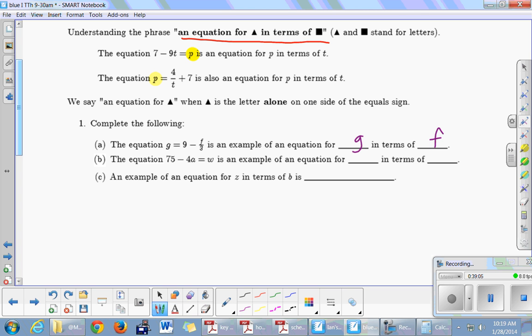All right, what goes first here? W, the letter that's by itself in terms of A. Notice that on the one hand, the answer that we put first was G, which was the left-hand side, yes? The first answer we put in the other equation was W, which was the right-hand side. Knowing which is on which side gives you no information. It's really not about where the thing is, it's about who's by itself. The letter that's by itself is the equation for blank.